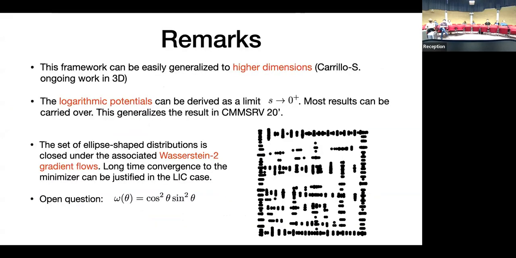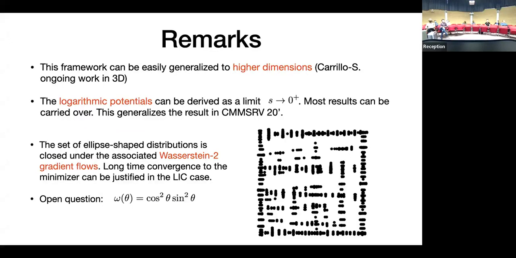Okay, so that's all we have done up to now. And we can see that this framework can be easily generalized to higher dimensions. For example, for all those calculations about the ellipses, you're just doing some one-dimensional projection and assembling everything together. You can do that basically in any dimension. And we have ongoing work in 3 dimensions, where everything just works very well.